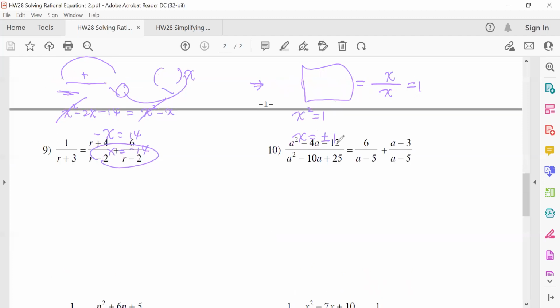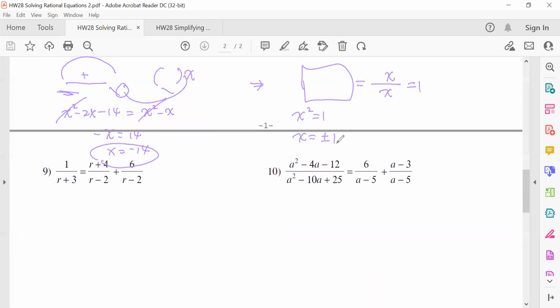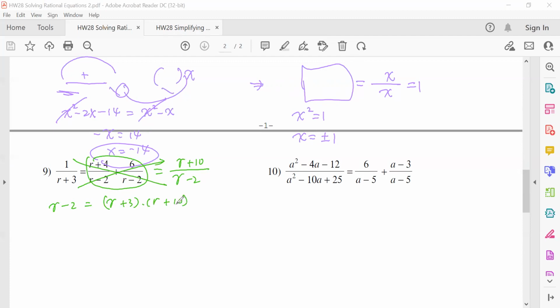All right, let's go number 9. Number 9 right now, yes, became a little bit confusing right now. Not confusing. Let's see the right part first. Right part we combine them. So r plus 10, right? So we can use the crossing method. Crossing method, r minus 2 equals r plus 3 times r plus 10. So the right part here is actually r squared plus 13r plus 30.